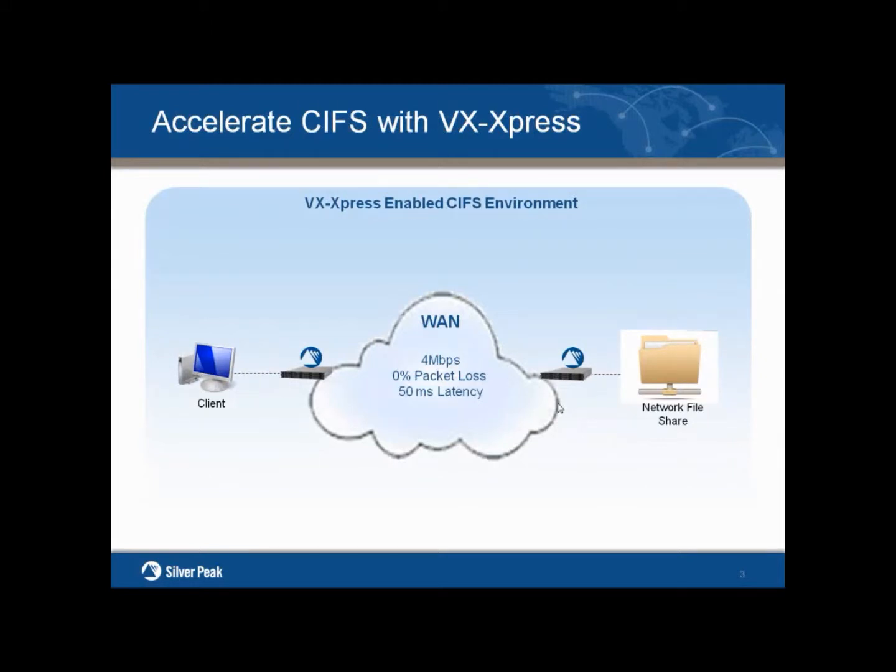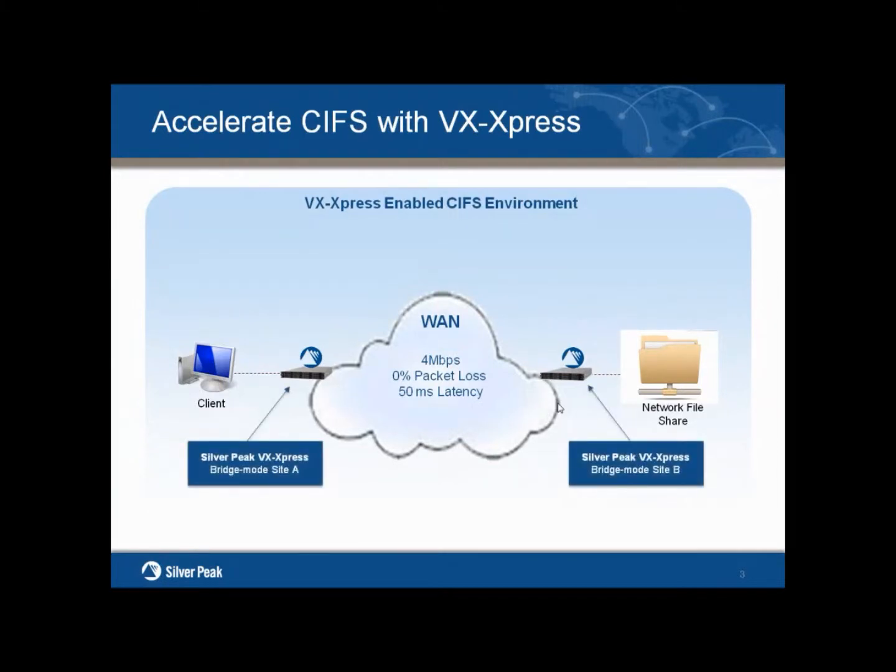On the left hand side we can see a client accessing a network file share across a wide area network. The wide area network is a link of 4 megabits per second with no loss and 50 milliseconds latency. We've deployed a VX Express at either end of the wide area network. Both are deployed in bridge mode.